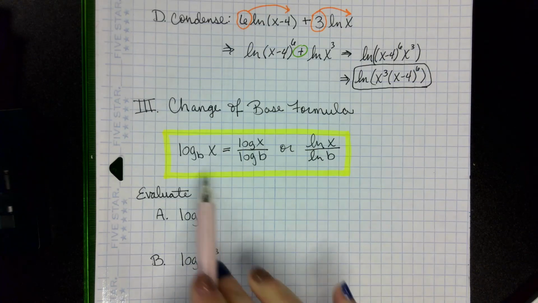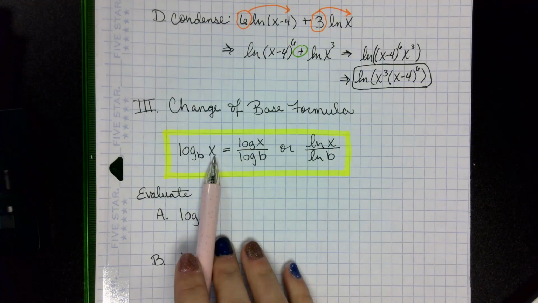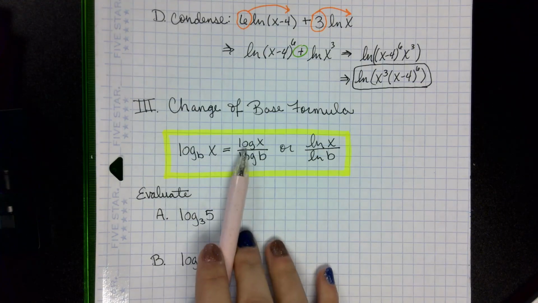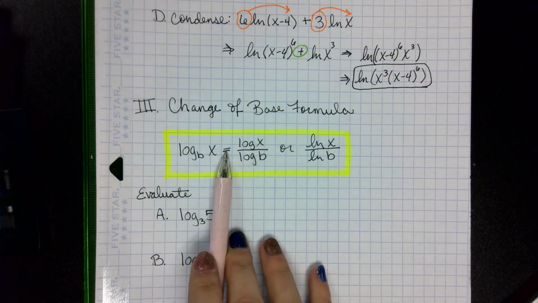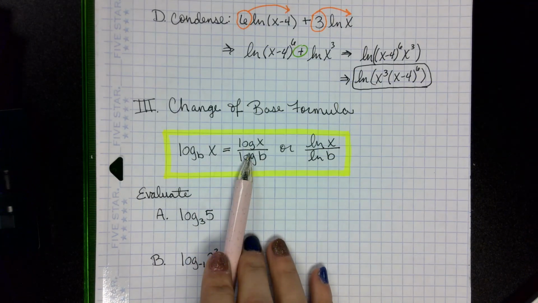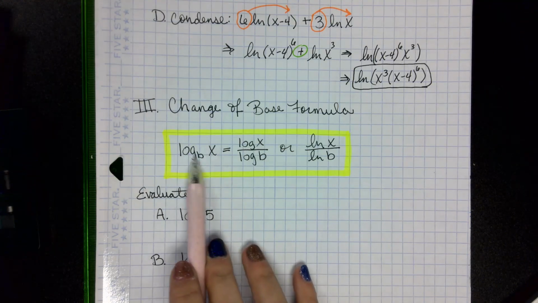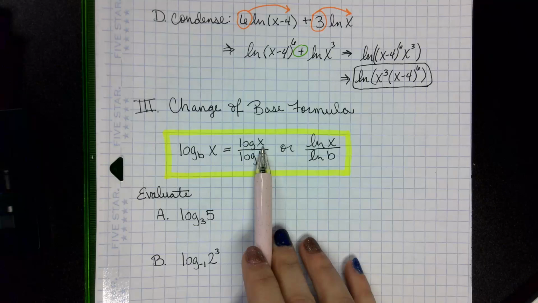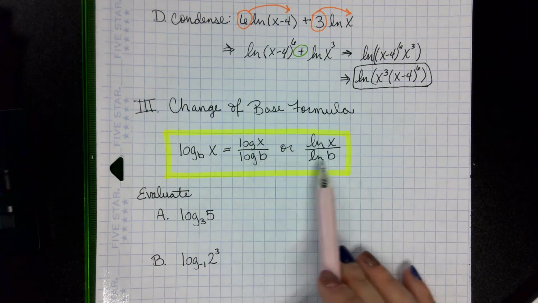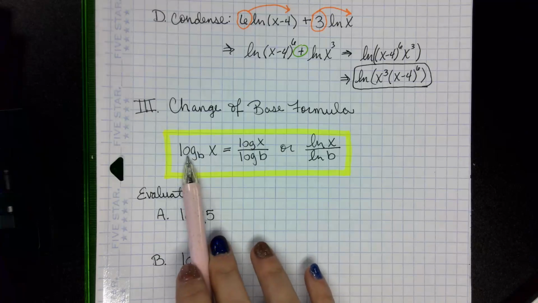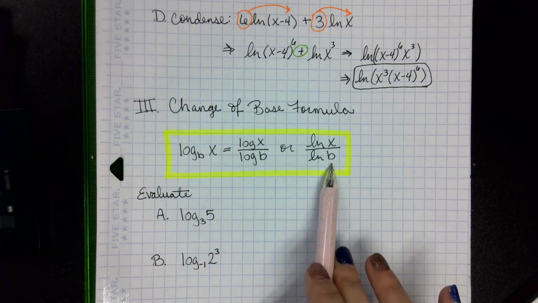So if you have a log of any base, log base b of x, you could turn them into the common log or the natural log. To turn them into common log, log base 10, you would do log of the argument over log of the base. So log of x over log of b. Or you could also do the natural log. You could take the natural log of x over the natural log of b. Either one.